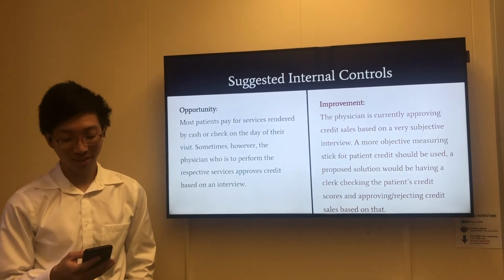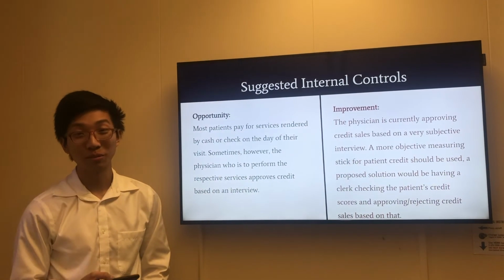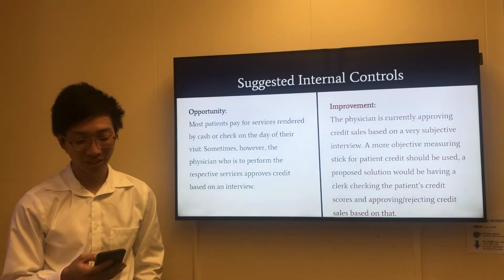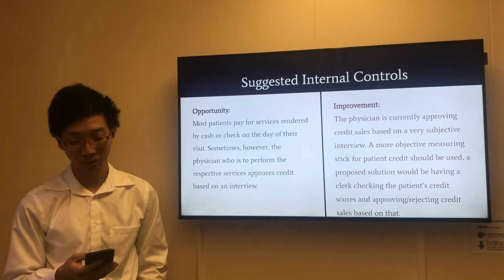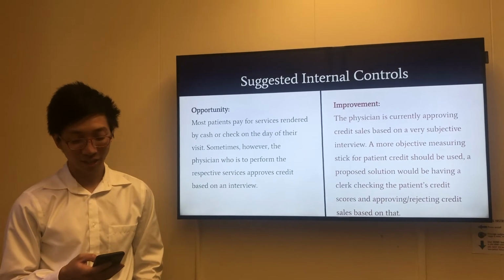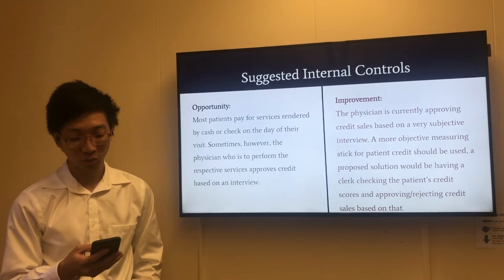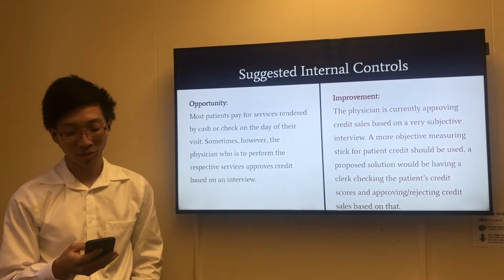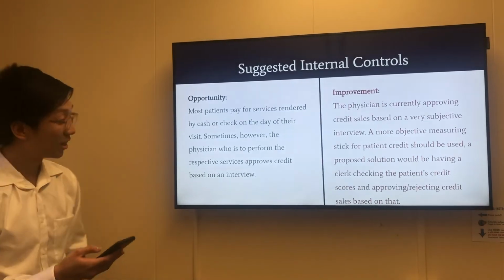Internal controls are mechanisms, rules, and procedures implemented by a company to ensure the integrity of financial and accounting information, promote accountability, and prevent fraud. Here are some suggested internal controls we think will improve Parktown Medical Center's internal control process.